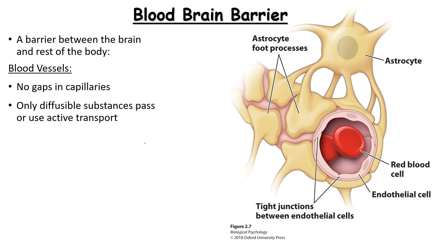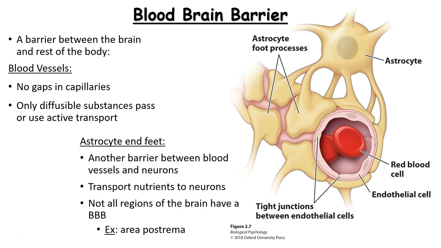So there are two factors that contribute to the blood-brain barrier. The first is the blood vessels. Unlike the rest of the body, there are absolutely no gaps in the cells that make up the capillary or blood vessels in the brain. So the only way substances can get in and out of the blood vessels is through active transport. They have to be physically pumped out of the blood vessel, or they just have to diffuse. They have to pass through the membranes of the cells. So substances can't get through easily through the blood vessels within the brain.